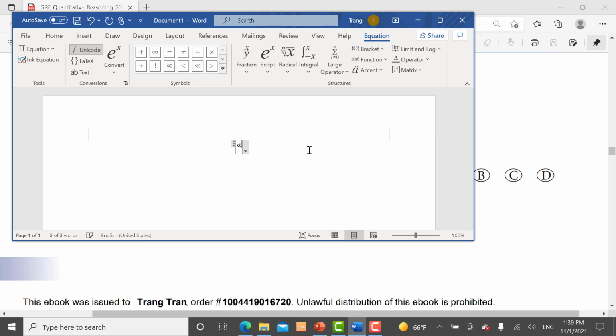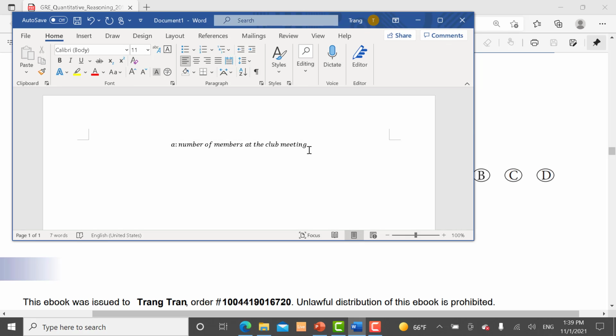Alright, so I'm going to say A is the number of members at the club meeting. And B is the number of non-members at the club meeting. So we got A minus B is equal to 10. And A plus B is equal to C.